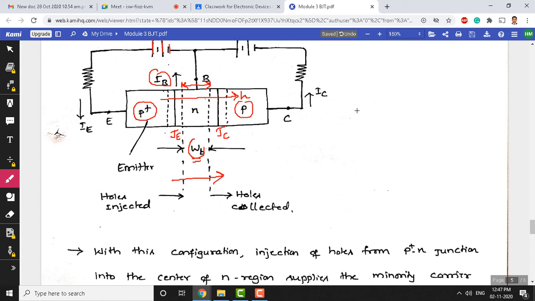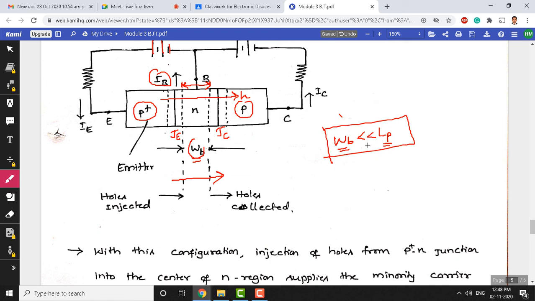Now, how do we avoid the recombination rate? One mechanism is to make WB very much less than the diffusion length. The diffusion length of holes within this N region, if I make it larger compared to the base width WB, then definitely less recombination will happen here. All holes injected from the emitter will reach the collector. We need to meet this condition in order to have a very good P plus NP transistor.